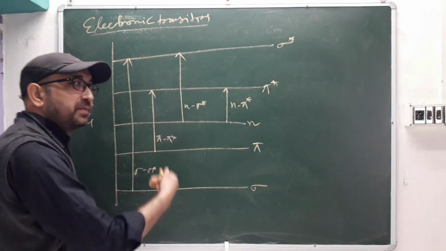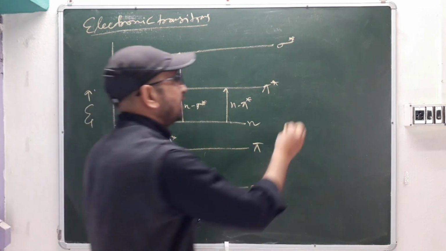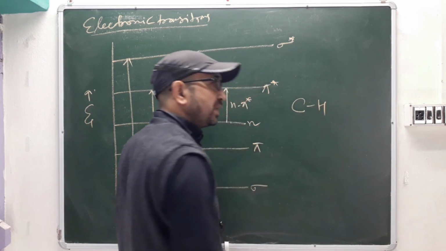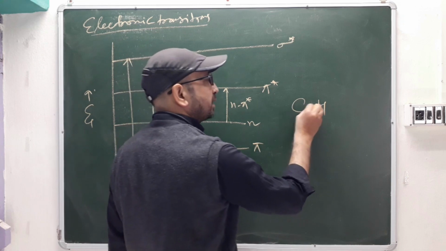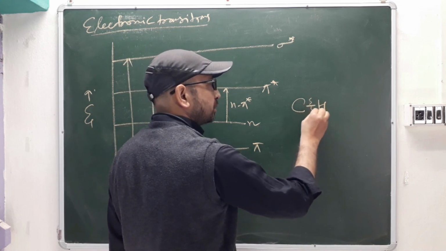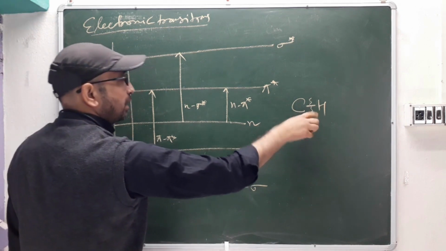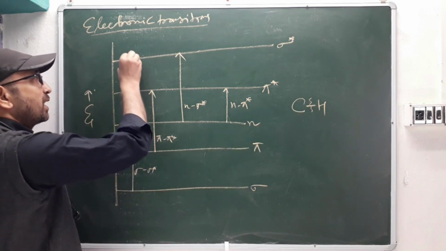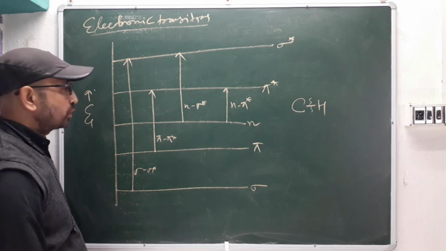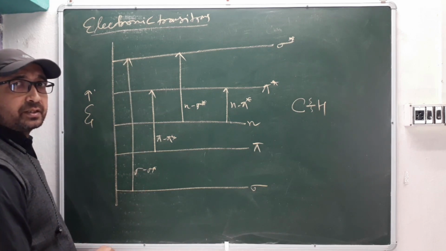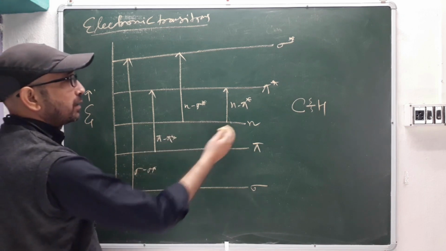So what is the use of these electronic transitions? Suppose we have a carbon hydrogen bond, and we give energy to it because we want to break this bond. How much energy will it require? Because this is a sigma bond and it is breaking, we have to give a sigma to sigma star transition, right? So see the energy gap, it is far away, more than any other transitions, correct?